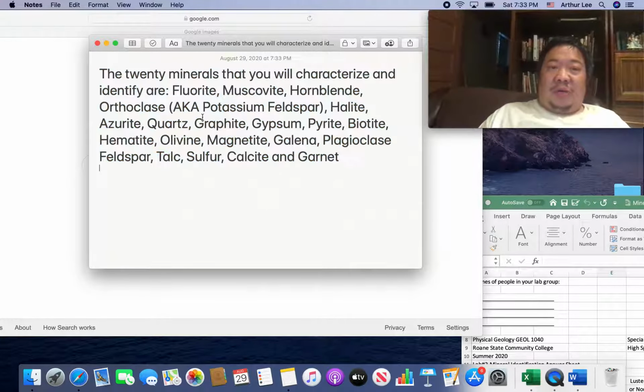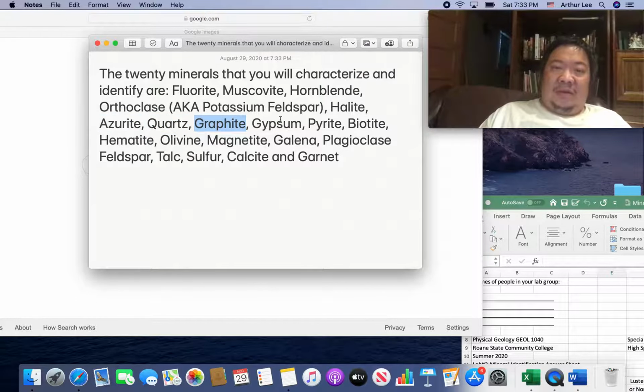Here are the 20 minerals that we're going to cover: Fluorite, Muscovite, Hornblende, Orthoclase, also known as Potassium Feldspar, Halite, Azurite, Quartz, Graphite, Gypsum, Pyrite, Biotite, Hematite, Olivine.